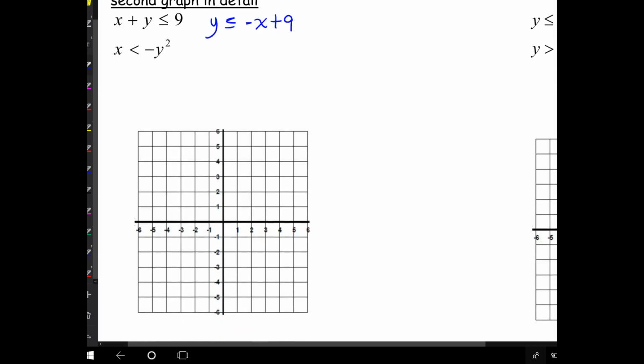So I could go ahead and even graph that. The y-intercept is going to be 9, so sorry, we're going to have to go up a little bit off the graph. The slope is negative 1, so we can go down 1 to the right 1, down 1 to the right 1, down 1 to the right 1. There's my graph. It should be a solid boundary line, and I should be shading below.